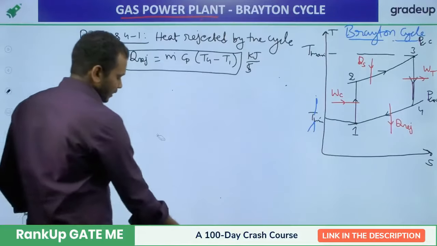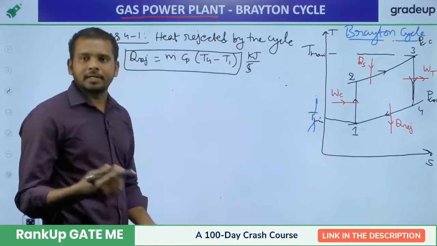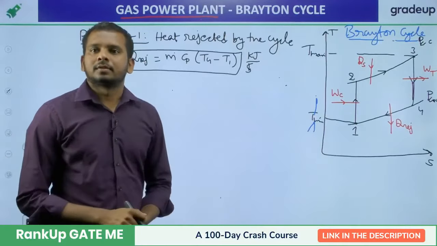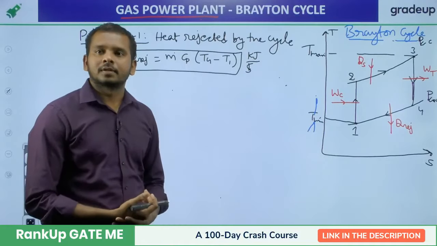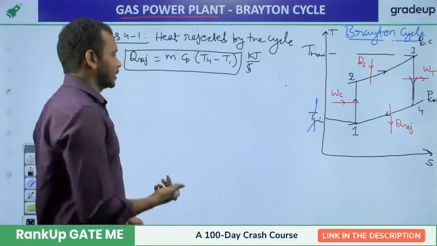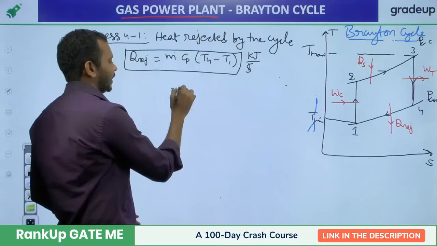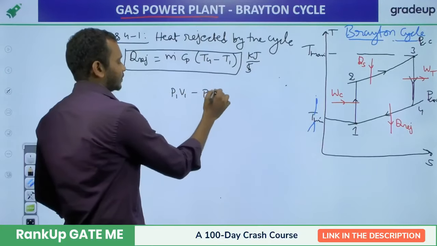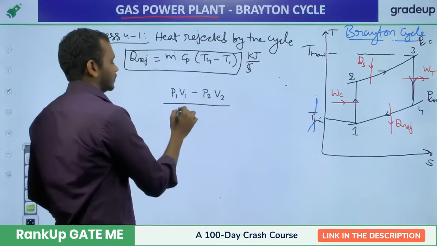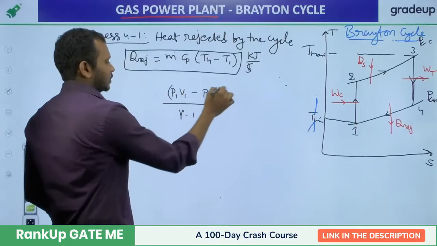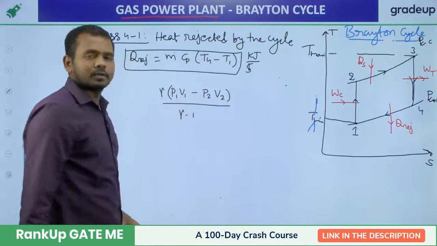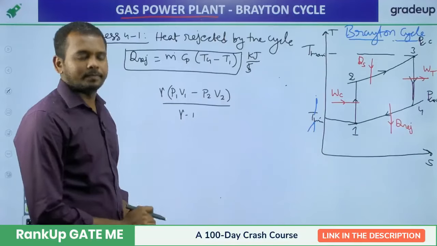Okay, Satyendra, tell me, what is the isentropic process for? So isentropic work, generally we write it as (P1 V1 minus P2 V2) by, so gamma into (P1 V1 minus P2 V2) by gamma minus 1.